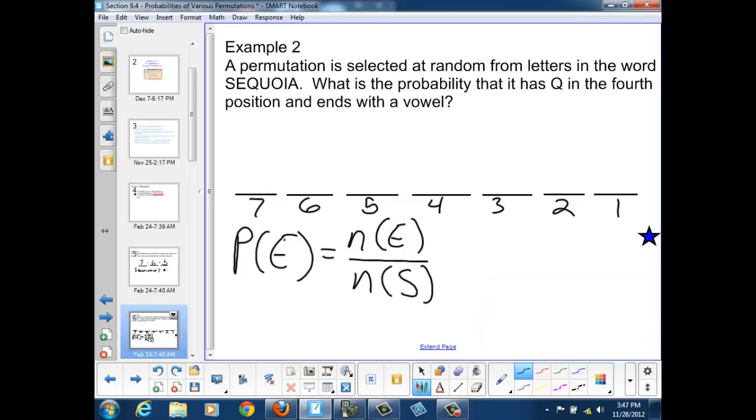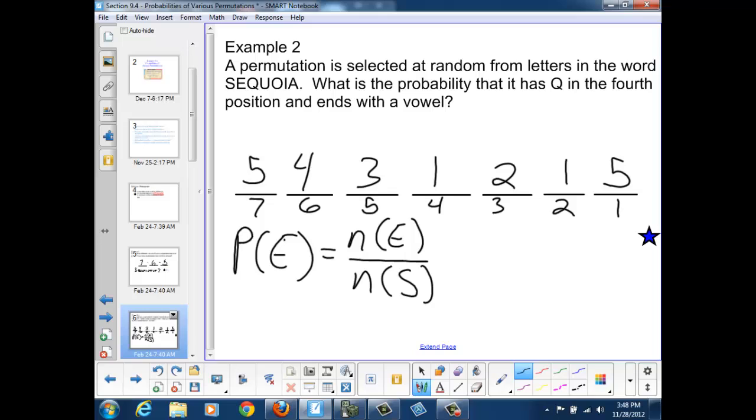Now, having Q in the 4th position, there's only one way that can happen for the 4th position. I only have one choice for the 4th position. Our next restriction is that we have a vowel at the end. So in this last slot, I have a choice of all the vowels in the word sequoia. So there are 5 vowels in the word sequoia. And the rest of my slots are unrestricted. So I've used 2 of my letters, which means that I have 5 more choices for the first slot, then 4, then 3, then 2, and then 1.